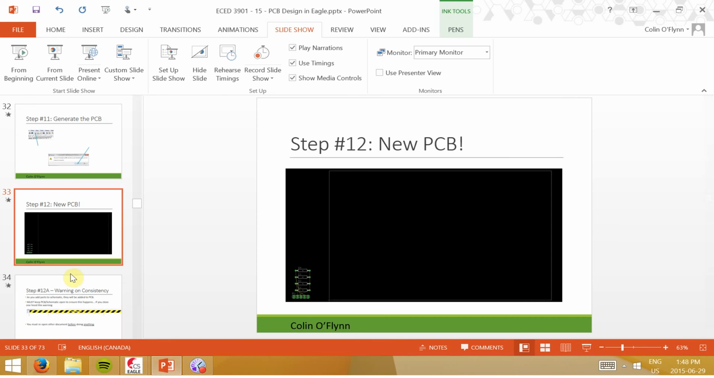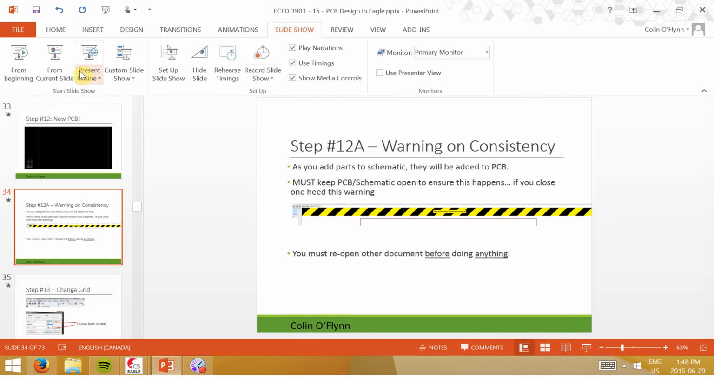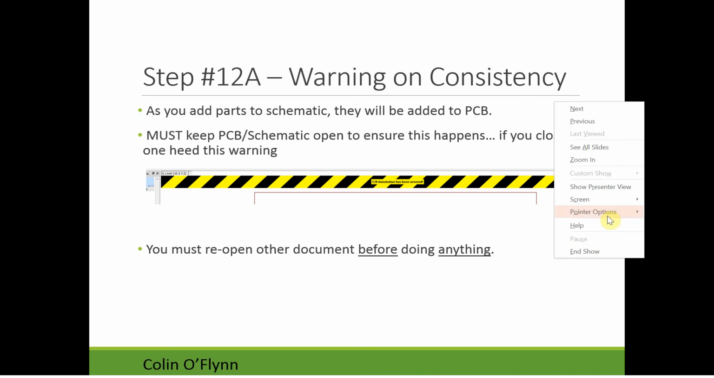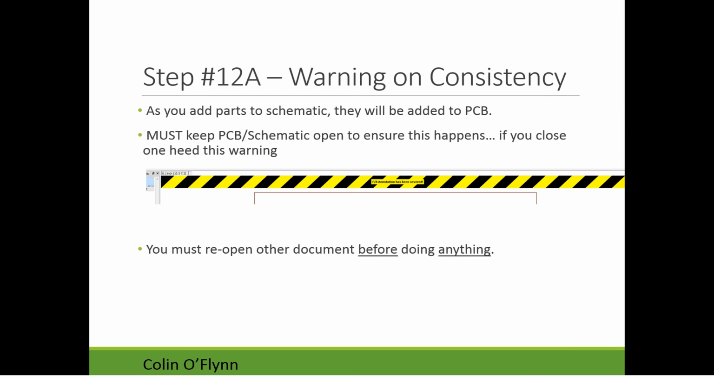So the next thing to do, one critical warning: as you modify, if I add a resistor in the schematic, it adds it to the PCB already. If you close one of them, that system breaks and it really screws up your files. If you close one, it's going to give you this warning bar here. It says this annotation was severed. You just have to reopen either of the documents and that'll go away. So if you see this warning, proceed with caution. Make sure you have either closed both files or opened both files.